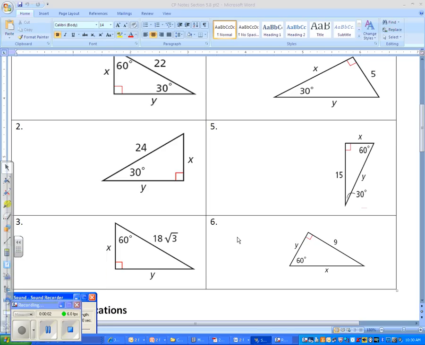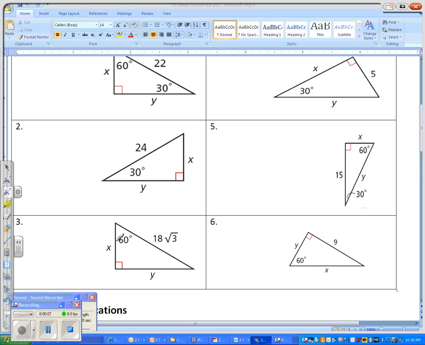So we're still in 5.8. We're finishing up 30, 60, 90 triangles. And in 1 through 3, these were all similar because I gave you the hypotenuse. And number 4, I gave you the short leg.